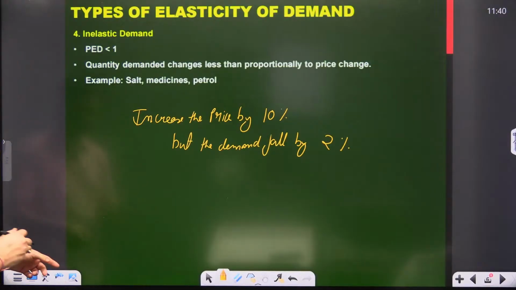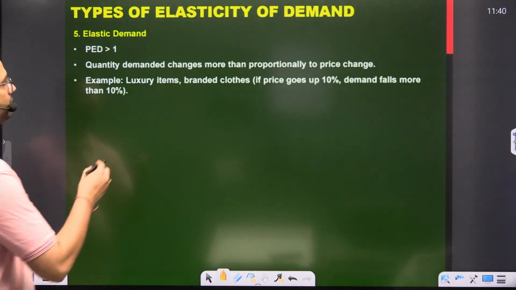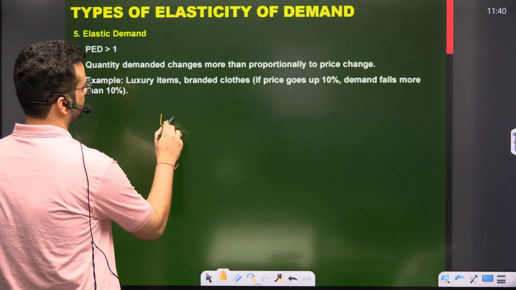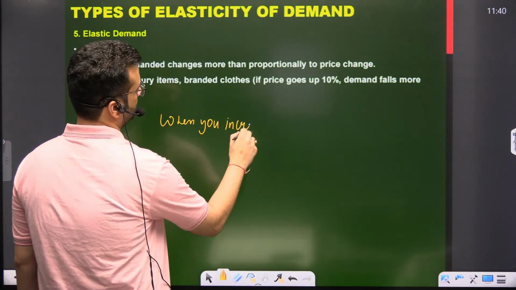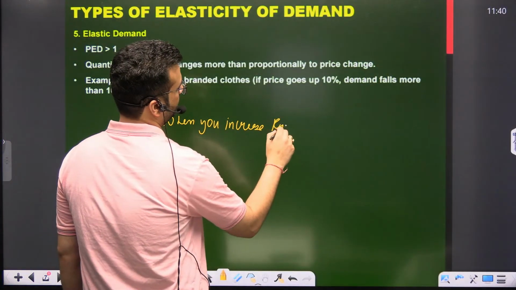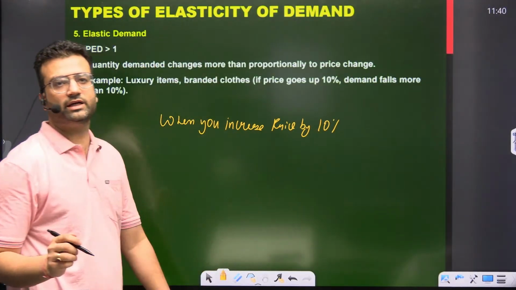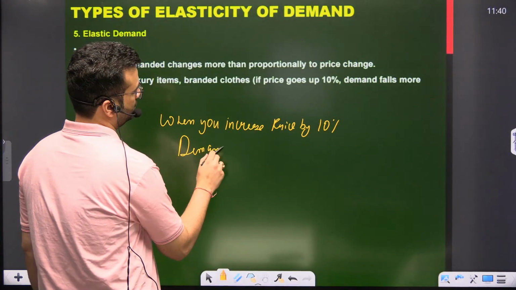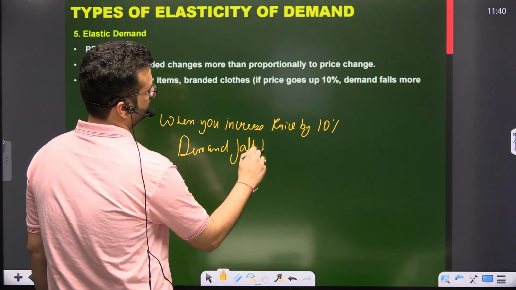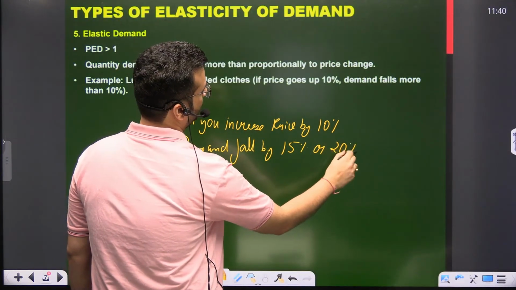Okay. And the last one is elastic demand. Elastic demand means when you increase the price by 10%, demand falls by 15% or 20% or 25%.